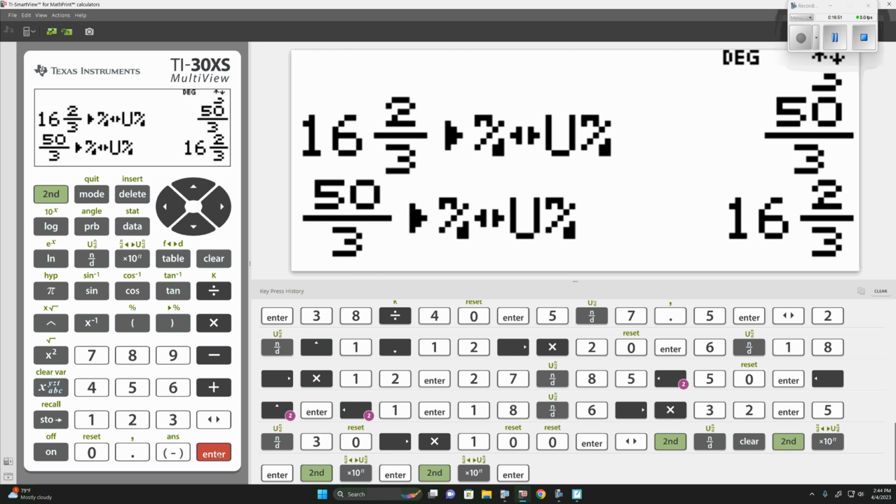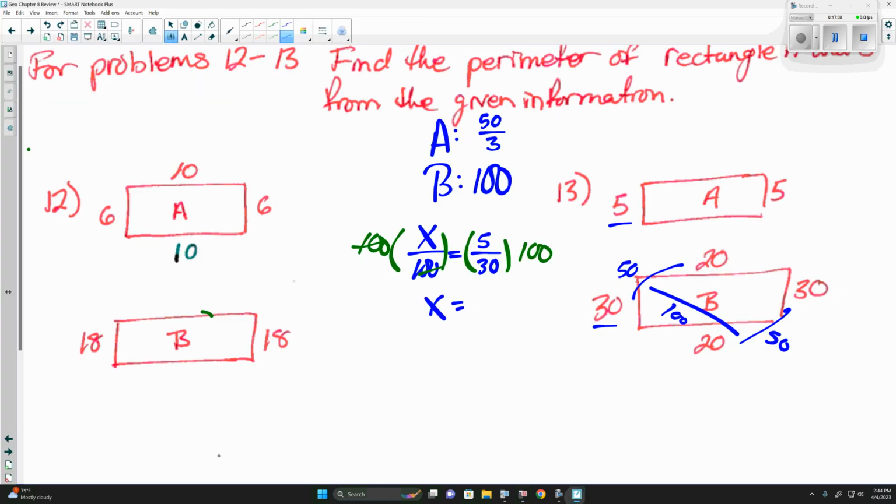50 over 3 is the same as 16 2/3, is the same as 16.6 repeated. All those are the same. As long as it is the same answer, I don't care what form it's in. So if you want to leave it as 50 over 3 or convert it to 16 2/3, either one will work. Any questions on this here?